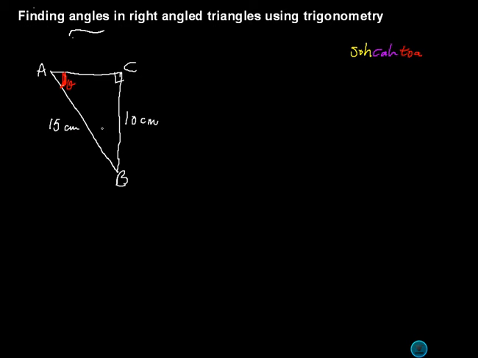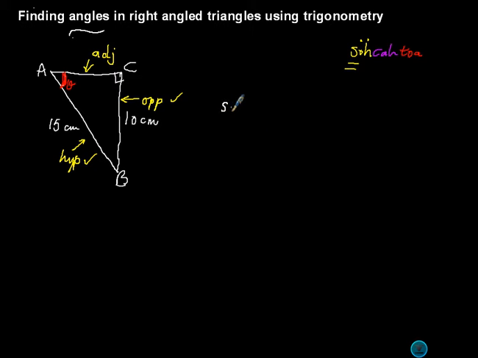Good idea to begin by labeling the sides of the triangle. This is the longest side, it's the hypotenuse. And then this side is opposite to my red angle theta. And this side is the adjacent. I know something about the opposite and about the hypotenuse. So clearly, if I know the opposite and the hypotenuse, more than likely it's going to be the sine ratio I'm going to be interested in.